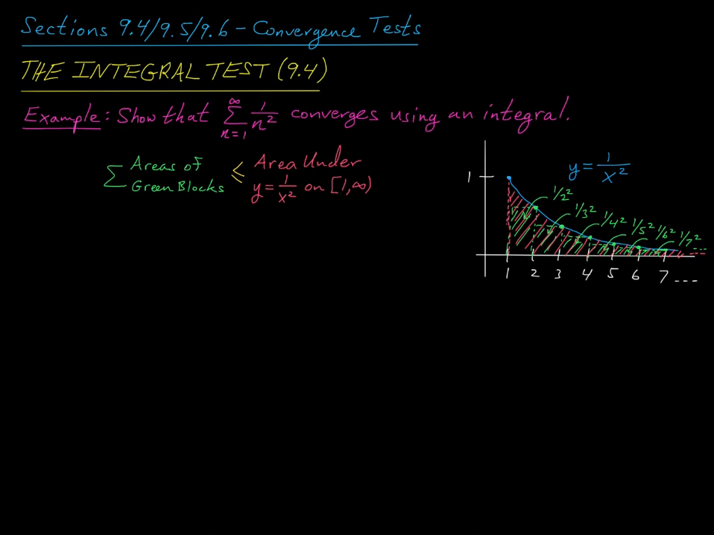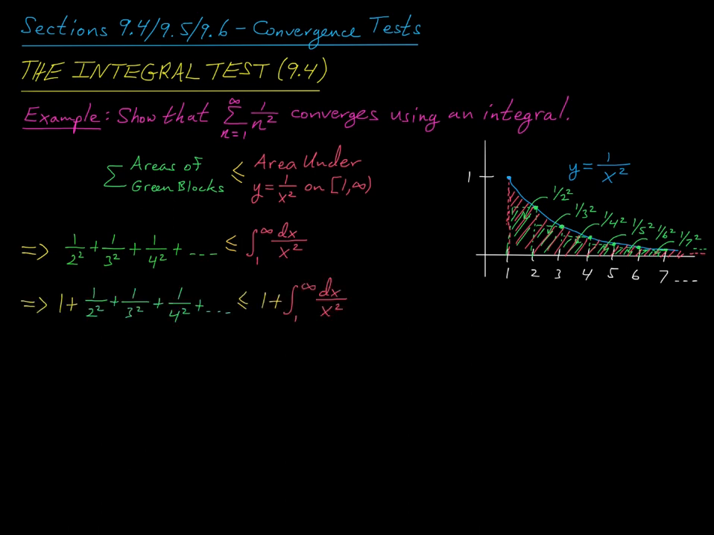Okay, so let's expand this out. And here we're seeing that I get this sum 1 over 2 squared plus 1 over 3 squared, and so on and so forth, on the left. On the right, I have this improper integral where I'm integrating 1 over x squared on the interval from 1 to infinity. Okay, so again, I'm missing the first term of this series on the left side. So what I'm going to do for the next step is just add it in. So add 1 to both sides of the inequality.